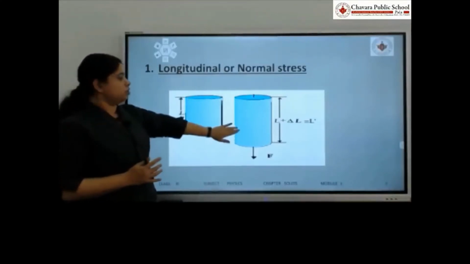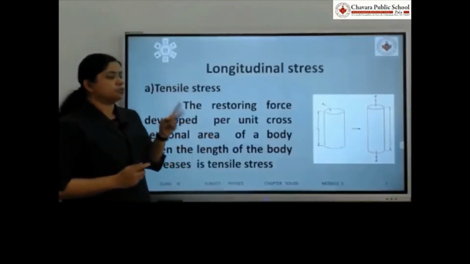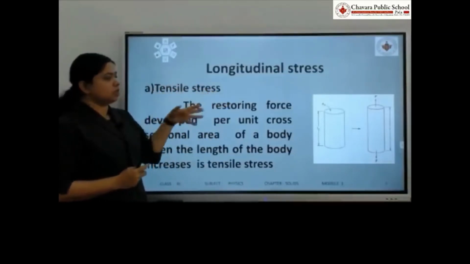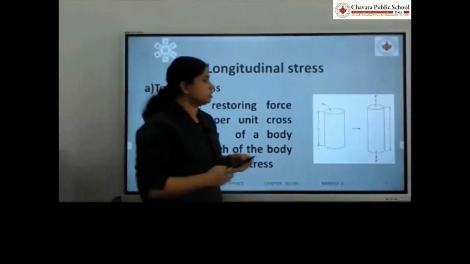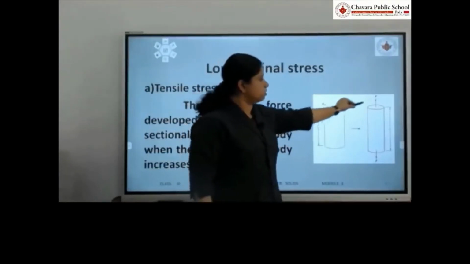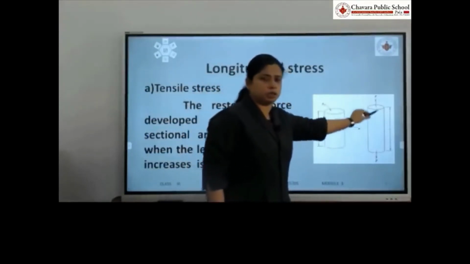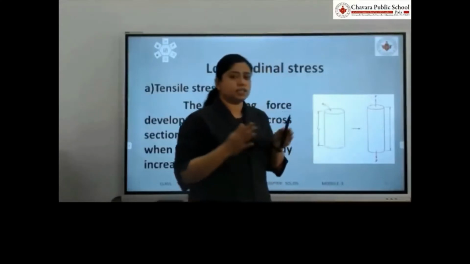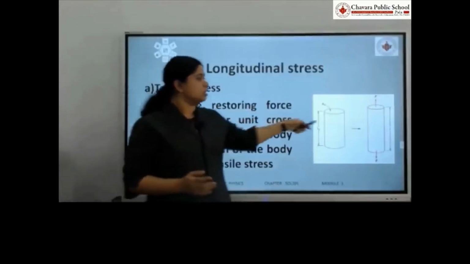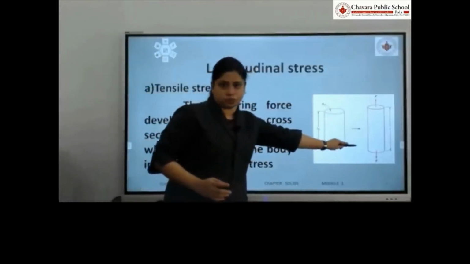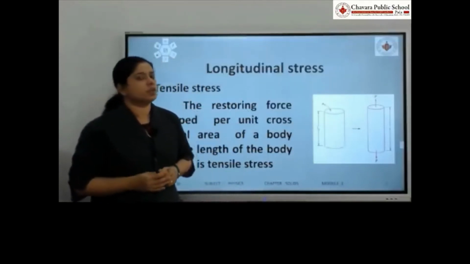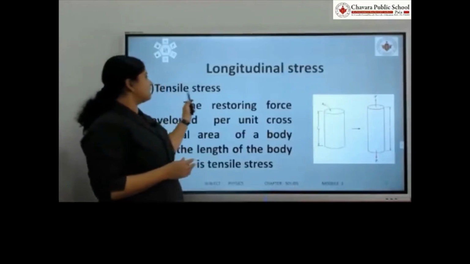Again, the longitudinal stress is divided into two. First one, tensile stress. In longitudinal stress, we apply force perpendicular to the cross-sectional area. Consider the cylinder and apply force from both sides, equal and opposite forces. That is why the length of the cylinder increases. Consider the case of a rubber cylinder. Its length increases by the application of force. Then if the length increases, the restoring force developed per unit area is called tensile stress.